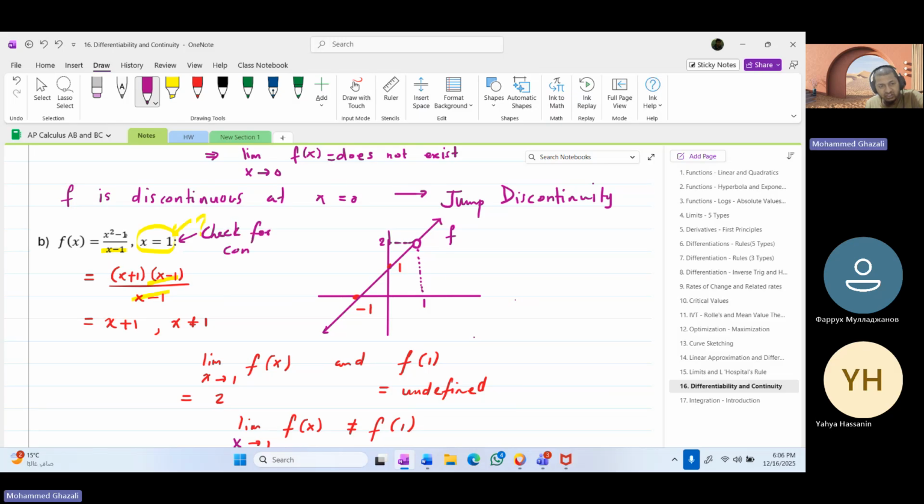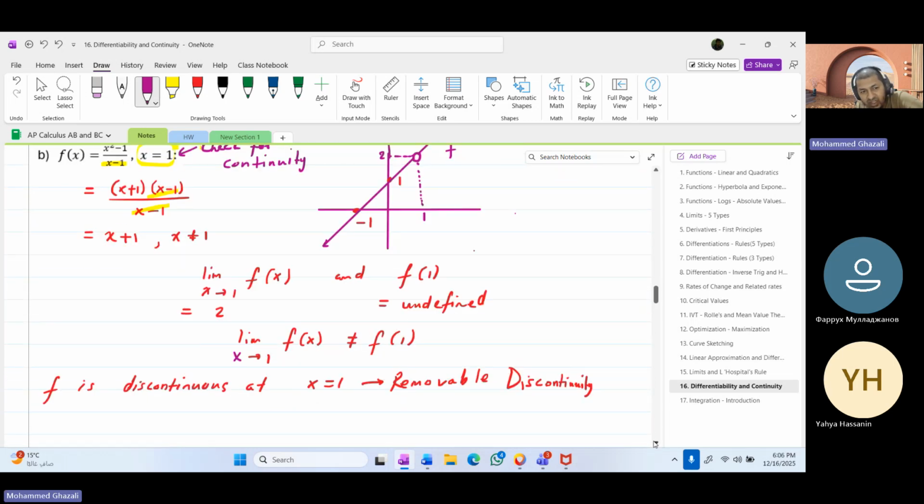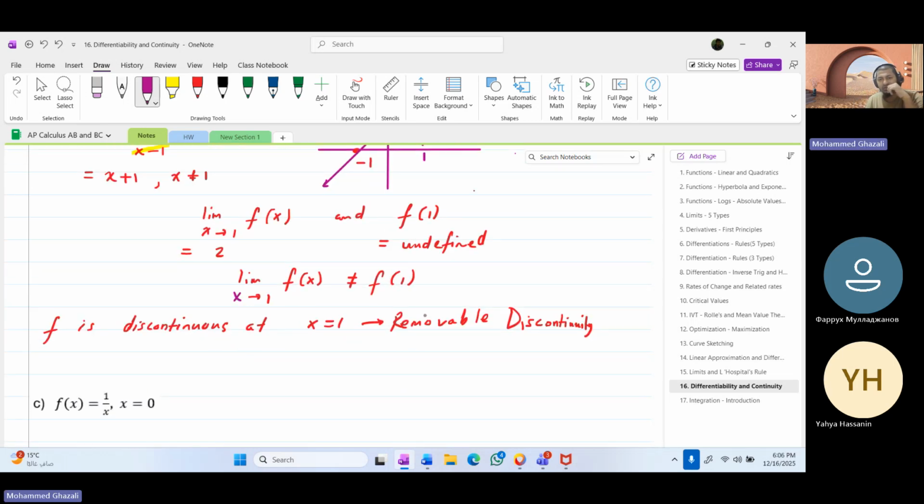Okay? The function itself is x squared minus 1 over x minus 1. You need to sketch that and check. Yes, so you are right. It's about the domain. So f is discontinuous at x is equal to 1. It's a removable discontinuity. Okay? Now, next one.